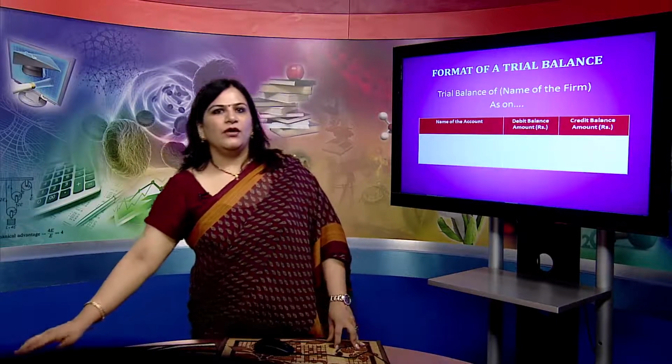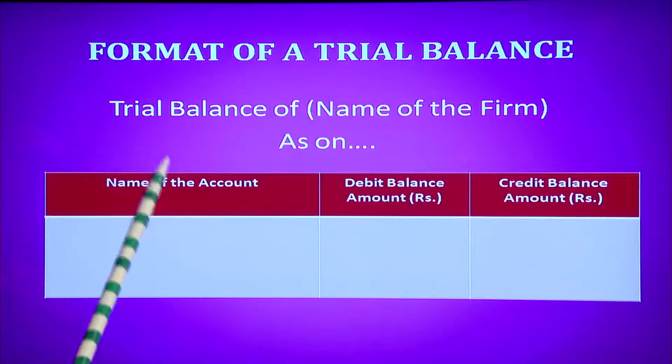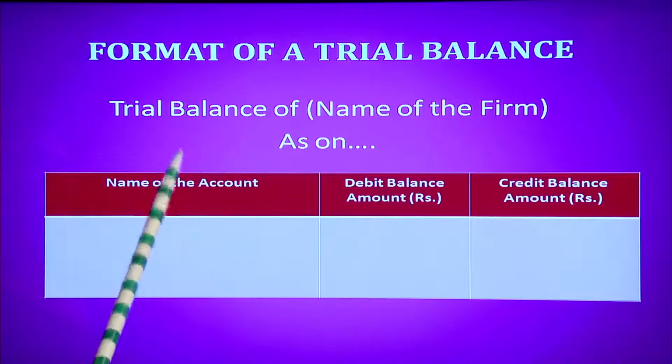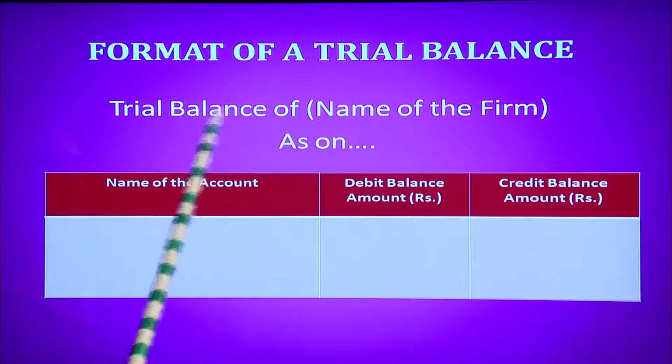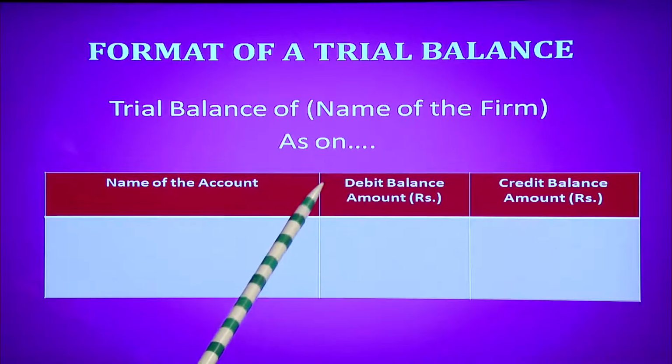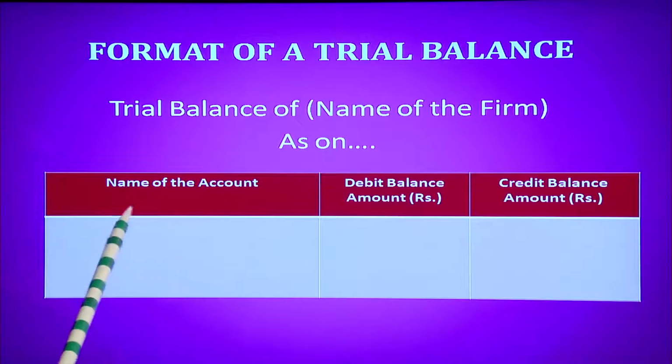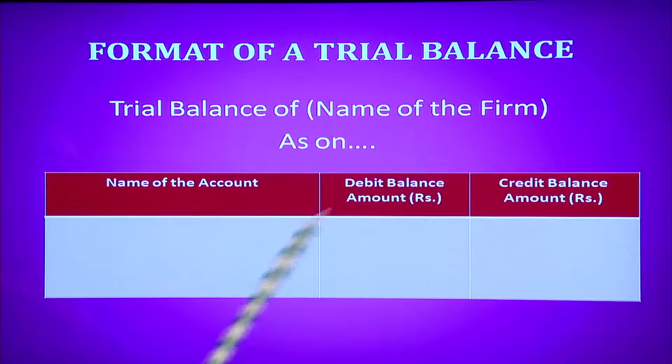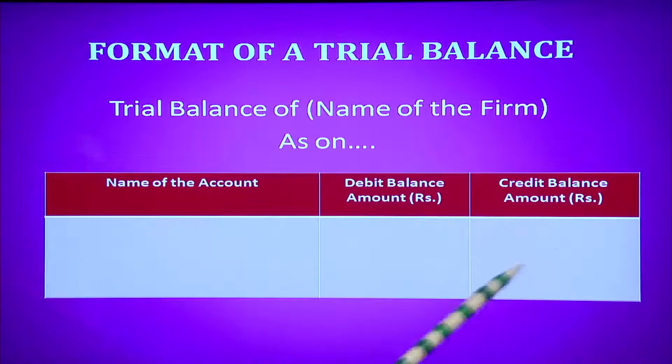Now, this is how a trial balance format looks like. The first thing that you write while preparing the trial balance is the name of the firm. So, trial balance of so and so company, as on, then you mention the date as on which the trial balance is prepared, and the trial balance has 3 columns as you can see in the format. The first column lists down the names of the account, the second column has all the debit balances, and the third column is for all the credit balances, and the debit balance should tally the credit balance in the trial balance.